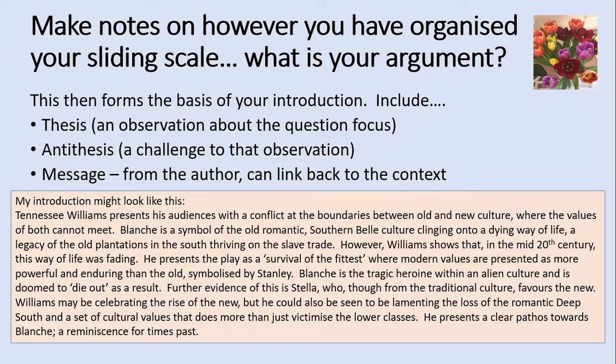So as you can see from here, I've embedded the thesis, which is the idea of the survival of the fittest, in with a message. The message here being, I guess, sort of a question: should we be lamenting that dying out of an old culture? And the message is actually seen through my antithesis, which is in these last three lines here, which suggests Williams's message could be about celebrating the new, but it could also be about nostalgia, about looking back at the past as well, and what American culture perhaps misses as that dies out. Something like that anyway would probably work.